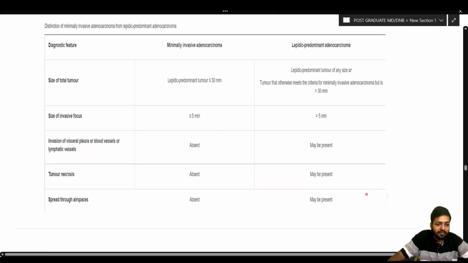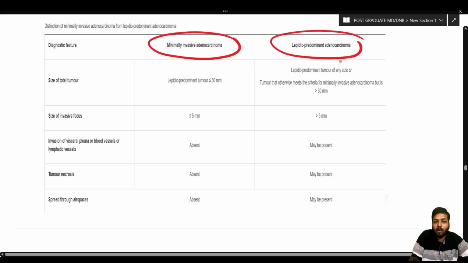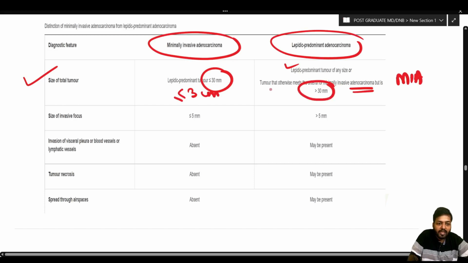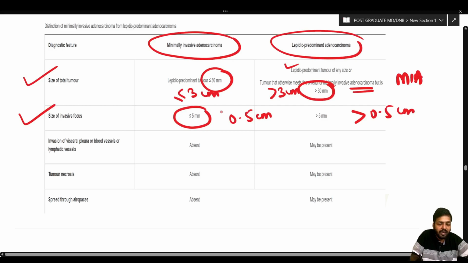So now we are going to differentiate whatever we have already read. We will differentiate minimally invasive adenocarcinoma versus the lipidic predominant adenocarcinoma. So the size of the total tumor over here is usually less than 30 millimeter or less than or equal to 3 centimeter. Whereas over here the size can be any. If the tumor otherwise meets the criteria for minimally invasive adenocarcinoma, if all the features of MIA are present, but the tumor is more than 3 centimeters, then again it will be taken as invasive variety. The size of the invasive focus is less than or equal to 0.5 centimeter or 5 millimeter. Over here it is more than 0.5 centimeter. Over here less than or equal to.